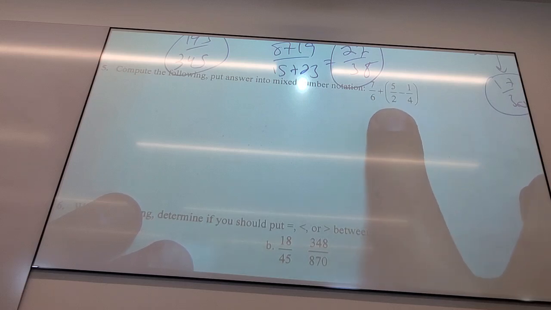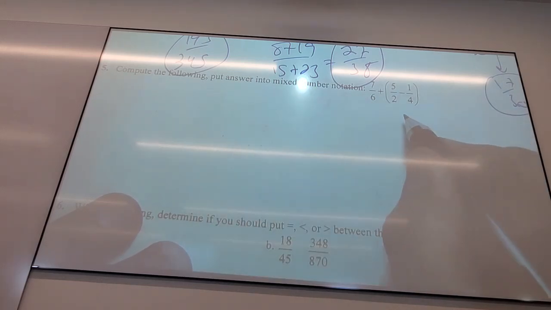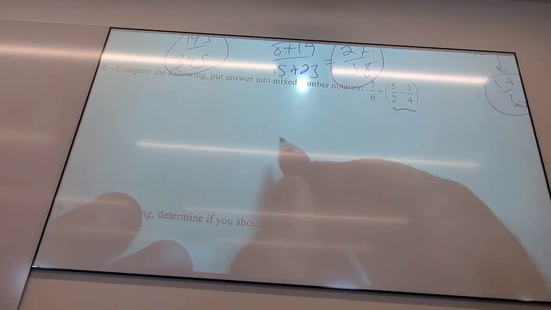So the first thing I have to do on this is, what do I have to do first here? Times 5. So I have to do the inside first. Times the 5. Kick ass.